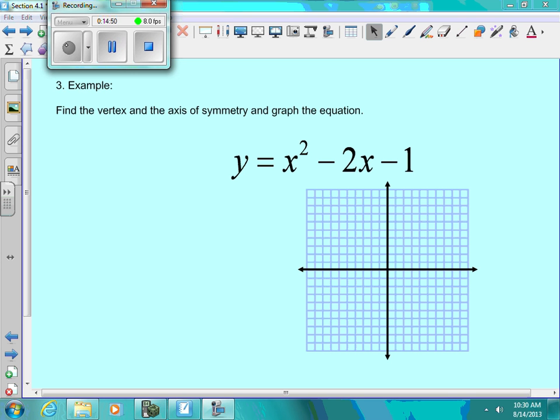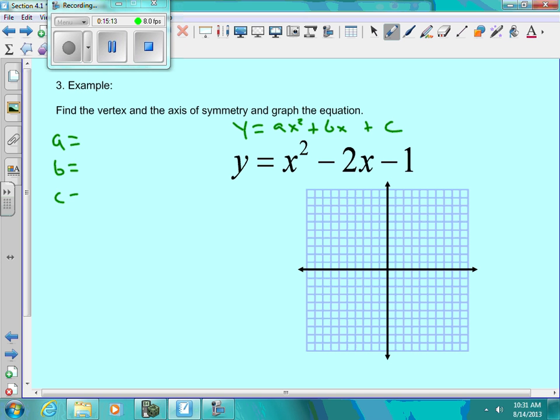Okay? So first of all, let's take a look and identify this. This is of the form y equals ax squared plus bx plus c. That's just like that general form. Okay? So what I like to do is identify what my a, my b, and my c are right off the bat, because I'm going to need those pieces of information as we go through to identify all these pieces.